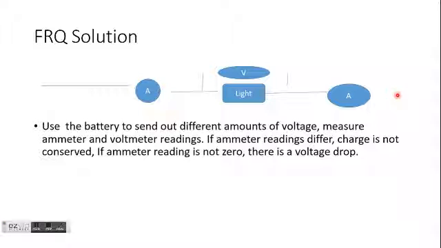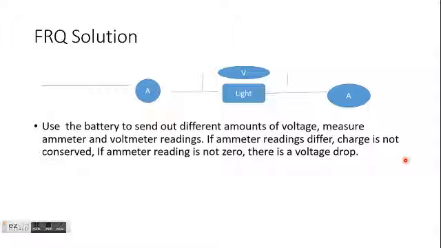If the ammeter readings differ, charge is not conserved. And then if the voltmeter, sorry, that should be voltmeter. I'm not sure why I wrote ammeter. If the voltmeter reading is not 0, then there is a voltage drop. So we'd expect that the charge is conserved and that there is a voltage drop.